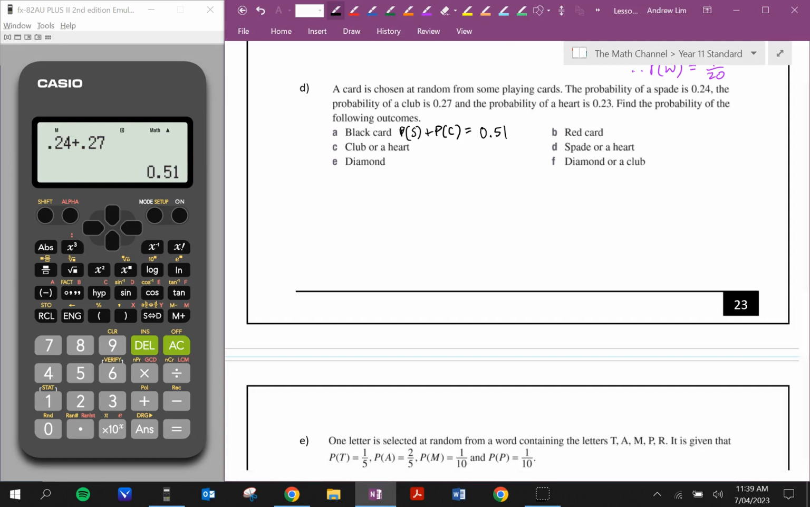So if we can see here that 0.51 or 51% of the deck is black, we can tell that red has to be 1 minus that. Okay, so we can see here the probability of red is equal to 1 minus the probability that it's black, or 1 minus 0.51, which is 0.49.